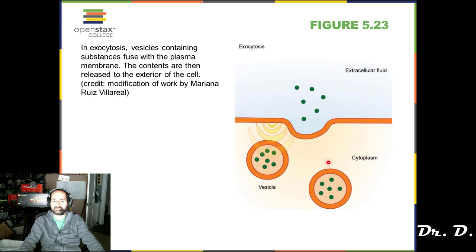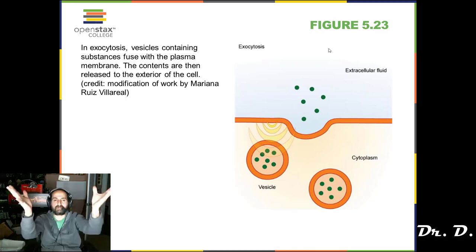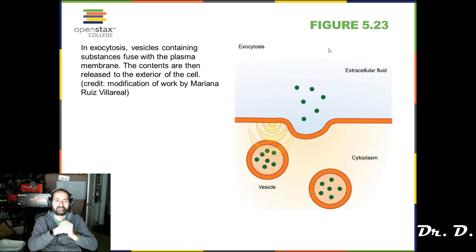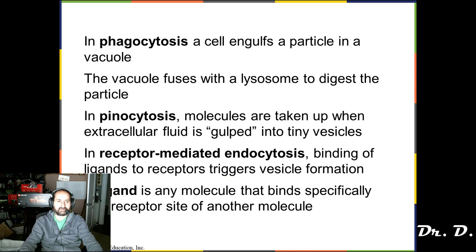So that's simple, it's super straightforward. A vesicle full of cargo, bulky stuff to be exported, fuses with the plasma membrane. Whatever was inside is now outside, is now just expelled. And this is how it's done. Okay, so what about endocytosis?